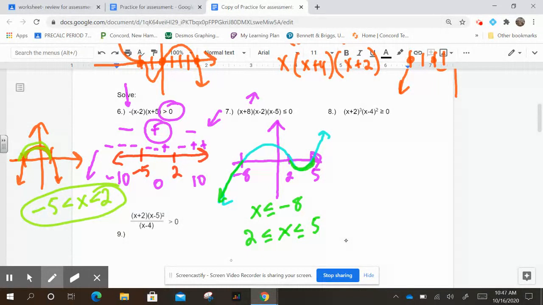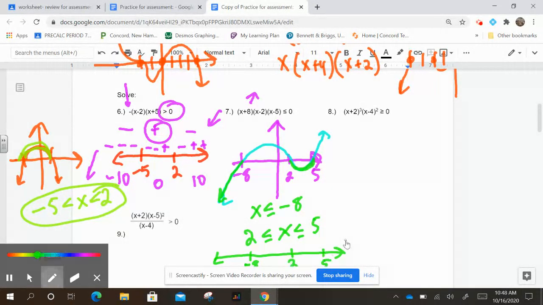Okay, and if you did that one with sign analysis, it's going to be very, very similar to that. You pick points that aren't those points, like -10 is going to be negative, then positive, negative, positive, and you look for where it's positive.